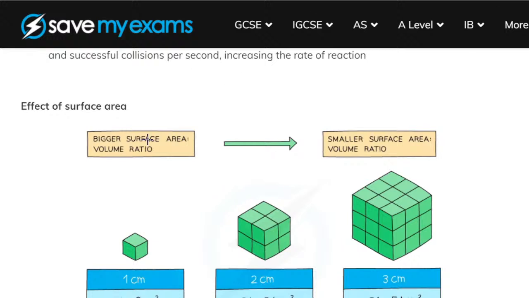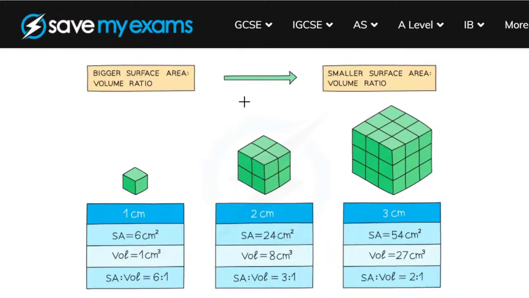So we have a bigger surface area right here, going to a smaller surface area. This is a volume ratio of 1 centimeter to a volume ratio of 3 centimeters. It's getting bigger right here. The surface area is bigger in the last image compared to the smaller one. You can see the diagram shows the surface area of the various cubes. Now let's get the big question out.